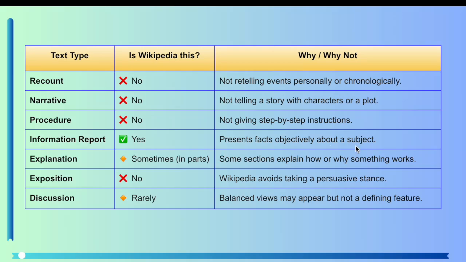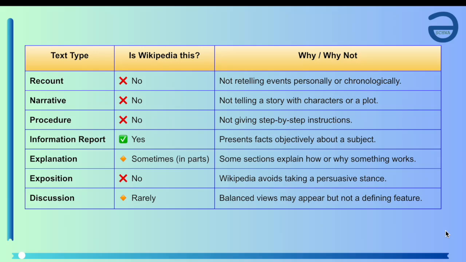And then we have explanation in some parts, maybe because it's an informative article, but overall it's still information. So it is an information report. It's not an exposition. It's not biased, no persuasive stance, and no discussion about different opinions. So it still says rarely because there might be some criticism of his work towards the end of the Wikipedia article, but majorly it's still an information report.